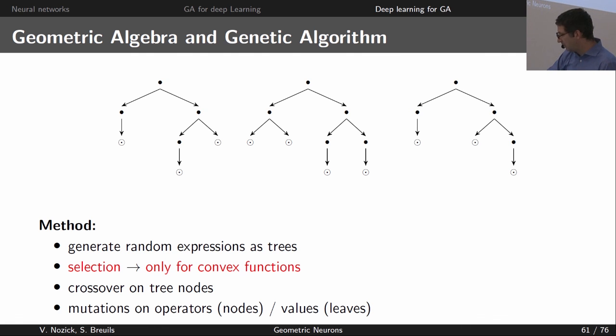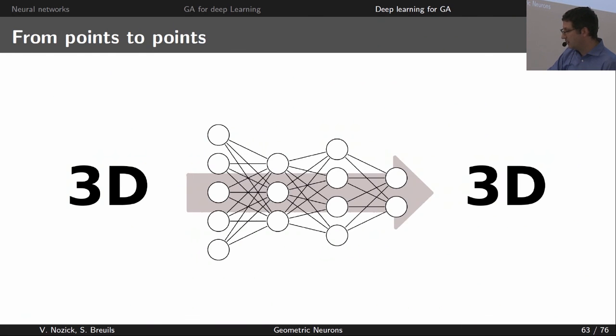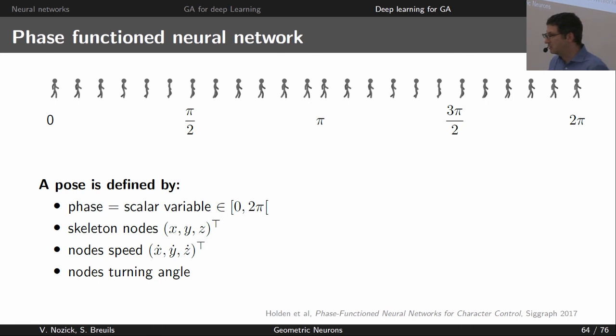Let's move on to the last part, the 3D part. The question is, can deep learning really handle geometry by itself? If we get 3D data, can deep learning do something interesting by itself without geometry? Let me introduce one famous problem. It's about making animation in video games, for someone walking. If you consider that walking is something repetitive, then you can put a phase to this action.